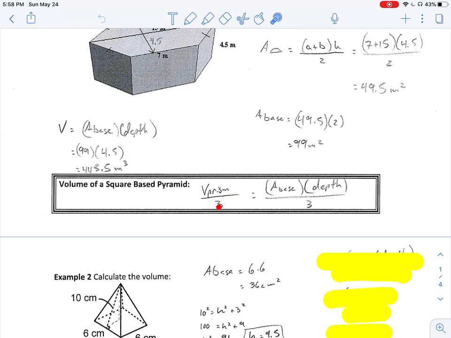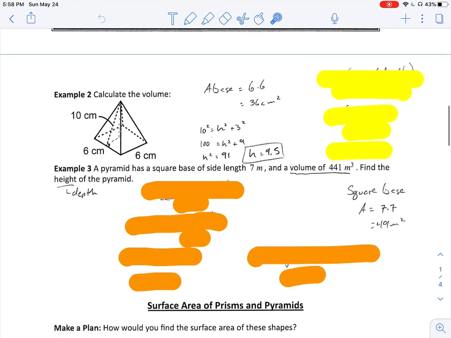Volume of a square-based pyramid, just a quick rule of thumb: volume of the prism divided by 3. And we know to calculate the volume of the prism to be area of the base multiplied by the depth, divided by 3. So we calculate the volume.